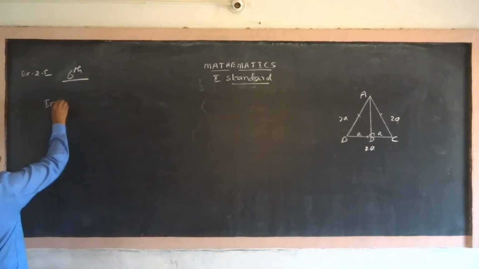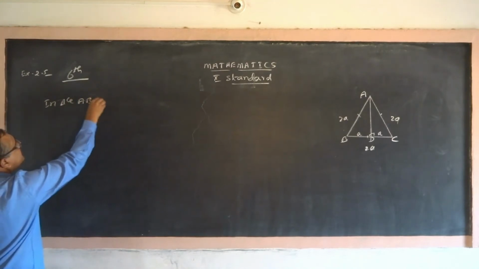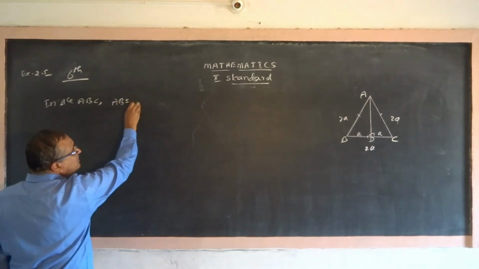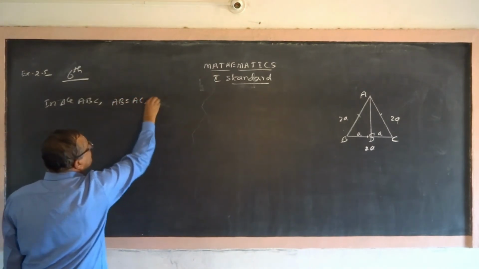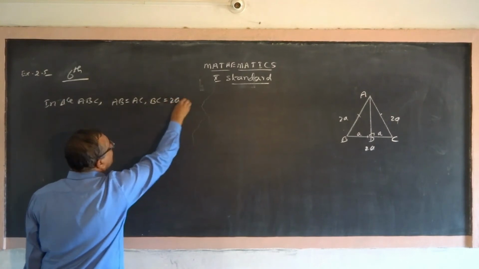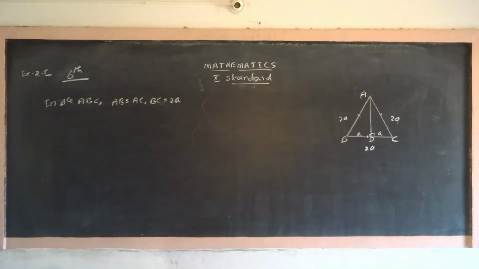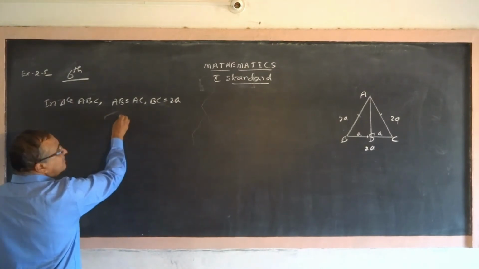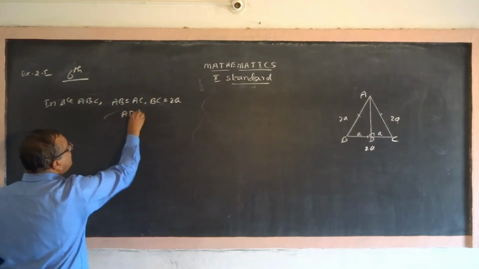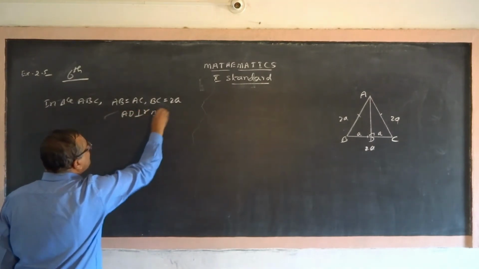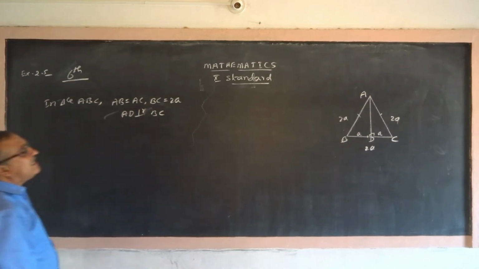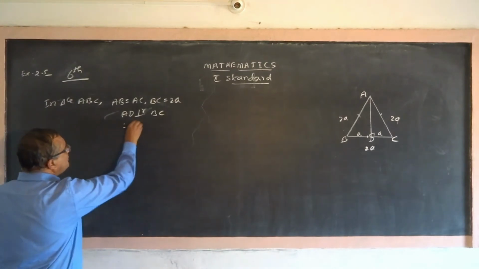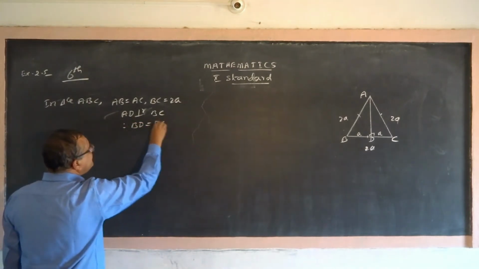Yes. In triangle ABC, AB is equal to AC is equal to BC is equal to 2A. AB equals AC equals BC equals 2A. And then what? Therefore, AD is perpendicular to BC. You know that in an equilateral triangle, the perpendicular line bisects the side or the base. Therefore, BD equals DC equals A.